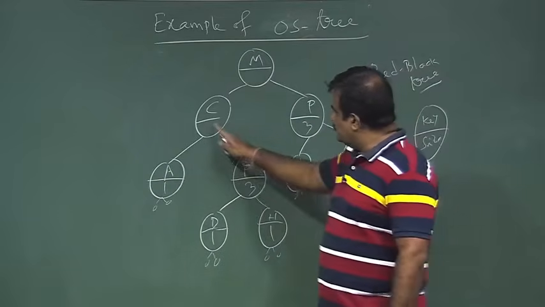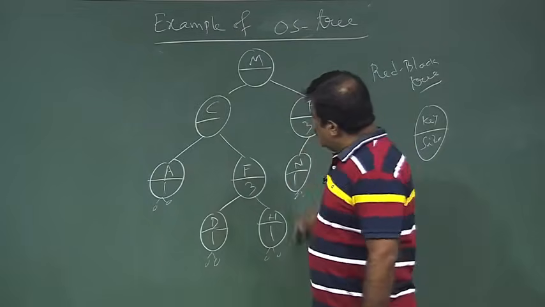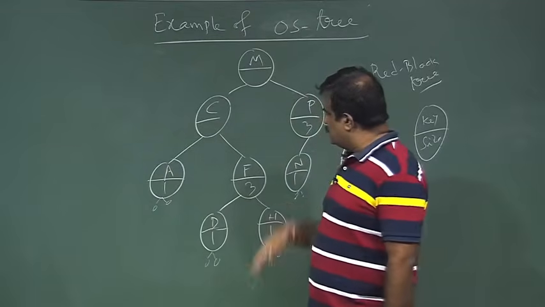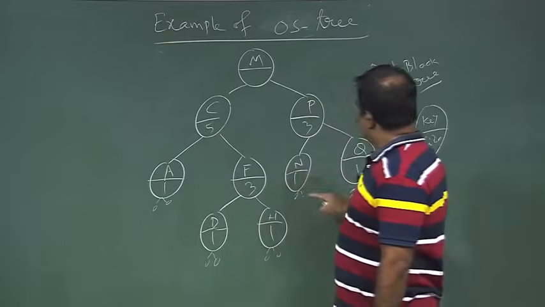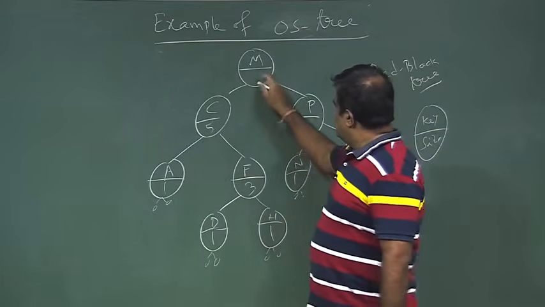Now, what is the size of this? Size of this is basically the number of nodes rooted at this. So, 3 plus 1 is 4 and then 5. And this is also this plus this, 8, and plus 1, 9.